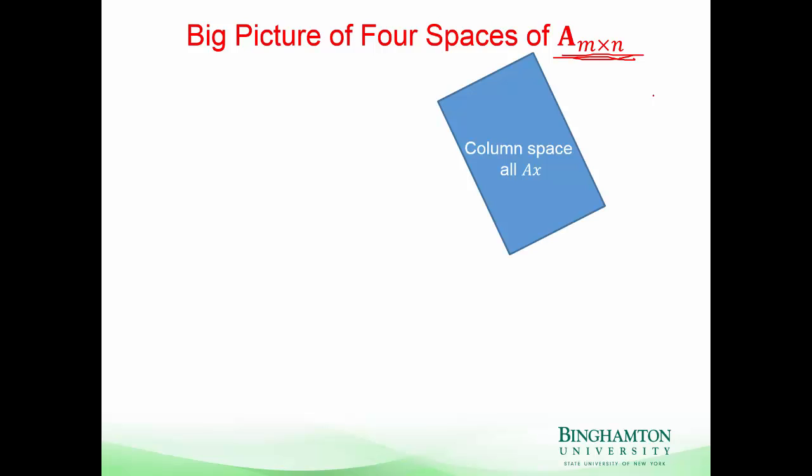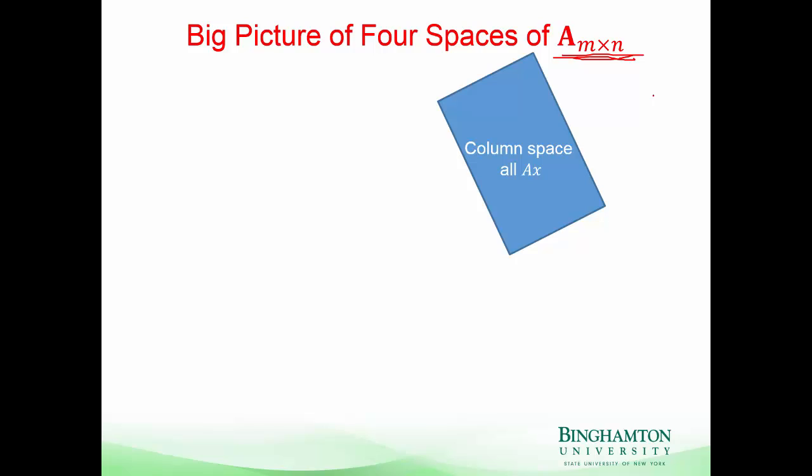So let's look at the big picture of these 4 spaces. I put A, M, N up here so that we can keep track of what the M and N come from. M is the number of rows of A, N is the number of columns. So we can draw a rectangle here, and I caution you that this is not an exact drawing of what these spaces are going to look like. These are going to be subspaces of some high dimensional space, and it won't look like a rectangle, but we're going to draw it as a rectangle.